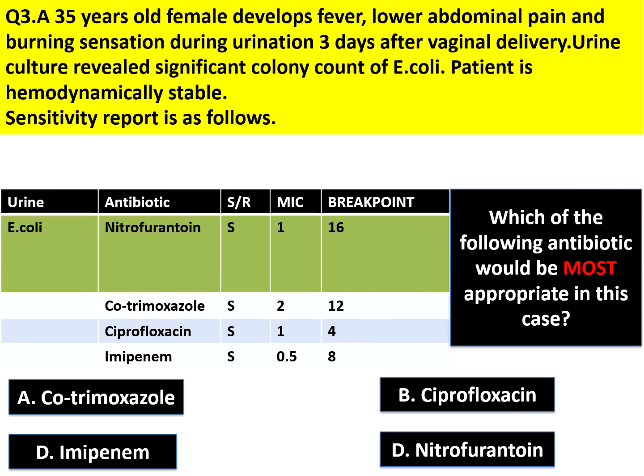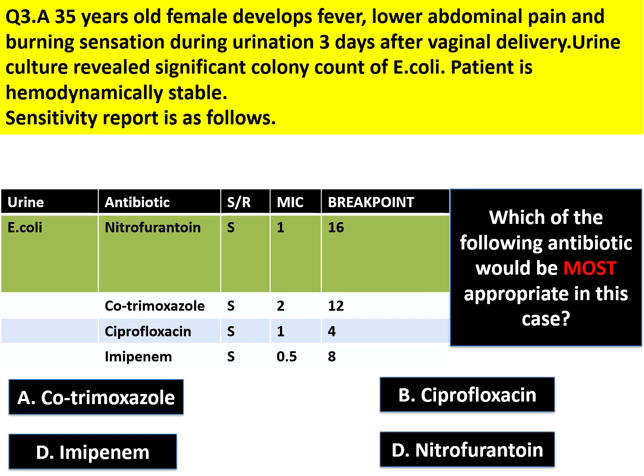Question number 3. A 35-year-old female develops fever, lower abdominal pain, and burning sensation during urination 3 days after vaginal delivery. Urine culture reveals a significant colony count of E. coli. The patient is hemodynamically stable. The sensitivity report reveals significant growth of E. coli with sensitivity to all these four antibiotics with the MIC and breakpoint as given in the table. So, which of the following antibiotics would be most appropriate in this case?